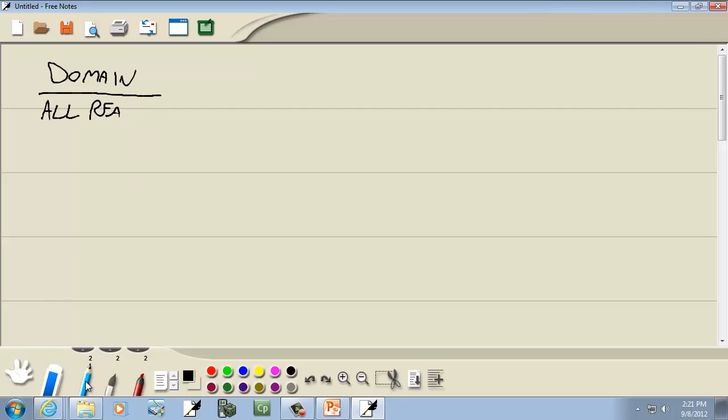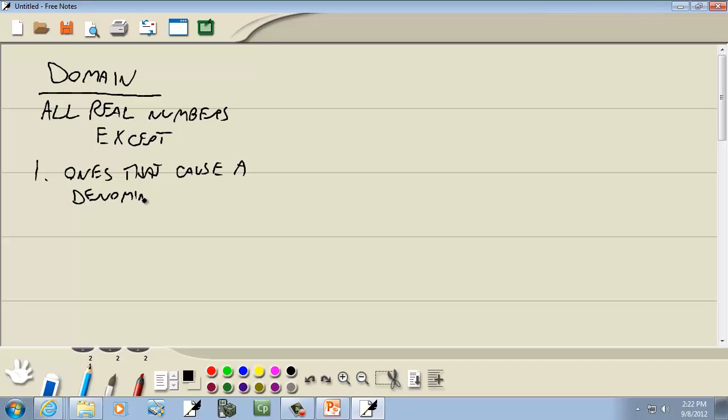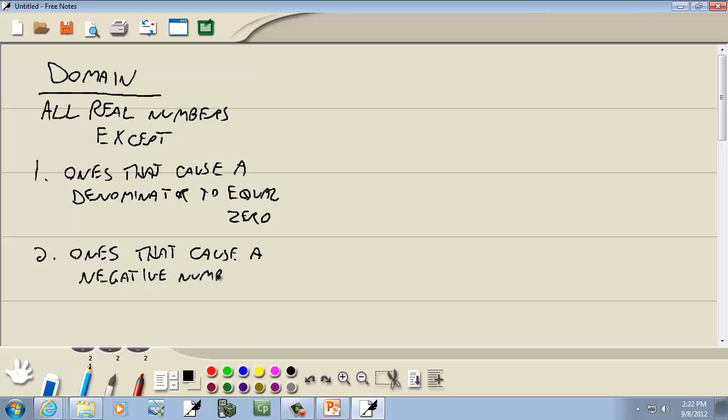I can spell real. Let's try that again. All real numbers except ones that cause a denominator to equal 0, and ones that cause a negative number in a radical with an even index. Okay.